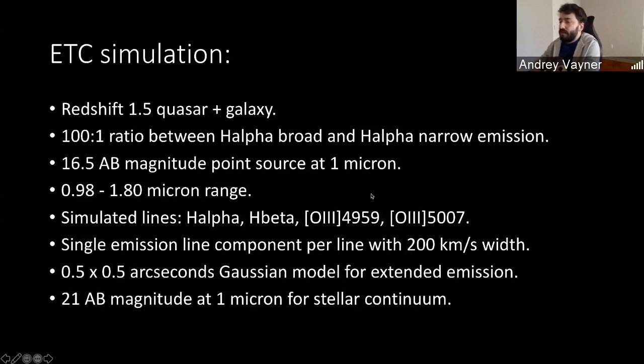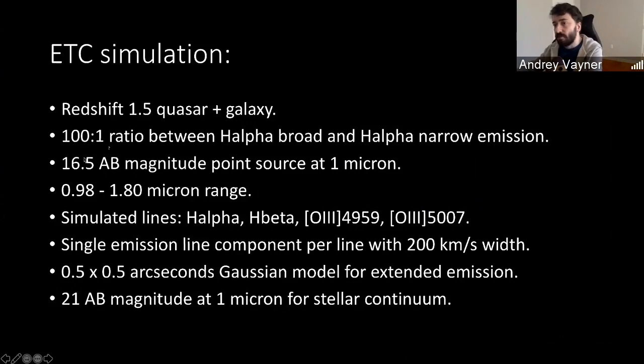Because of these issues in the simulations, we have had to switch to using the exposure time calculator. The two previous simulations that I showed, one was done by Patrick Ogle with the NIRSpec simulator, and the other was done with MIRI Sim, which we did ourselves. In both of those cases, those issues are present. With the exposure time calculator, we did a very similar simulation to the other ones, with a redshift 1.5 quasar plus galaxy combination.